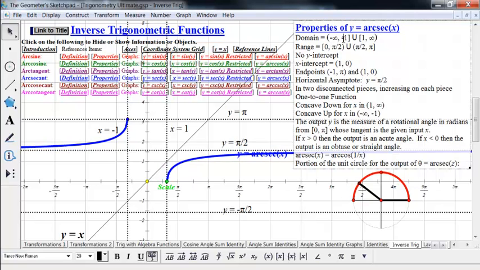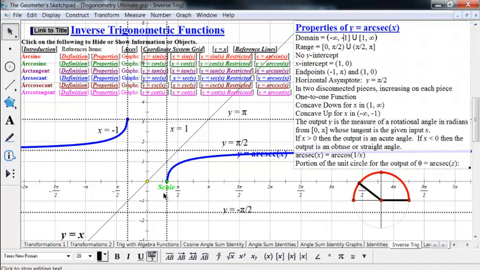Notice it does not cross the y-axis at all. In fact, it doesn't have any x values in this part in the middle between negative 1 and 1. It does have some endpoints. There's one right here at negative 1, pi, and it has one here at 1, 0.